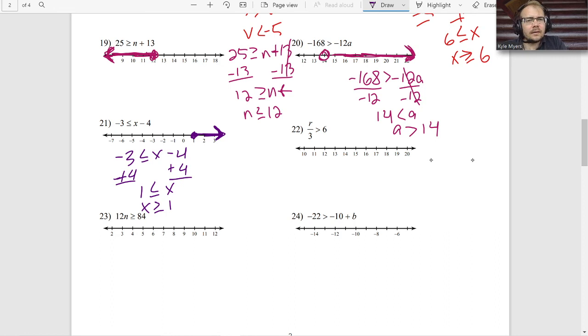All right. Third to last one here. Times by 3 on both sides. The 3's cancel. R greater than 18. Here's 18. Oh, not closed circle. Almost made it a closed circle. Greater than 18.